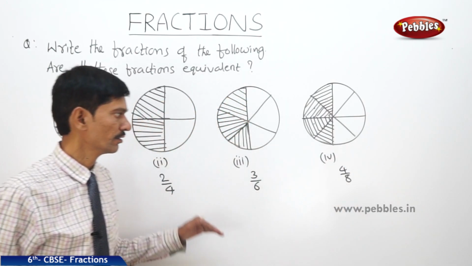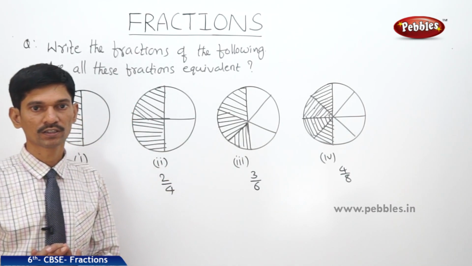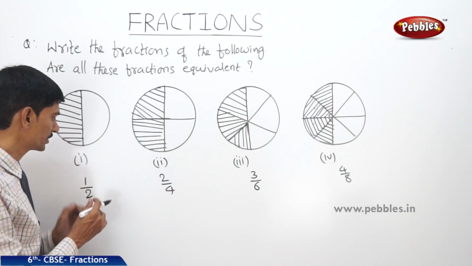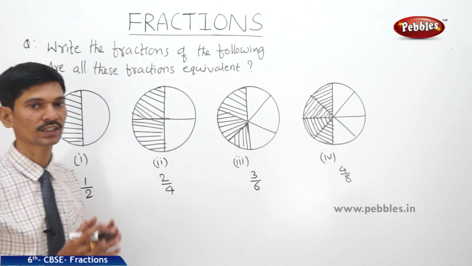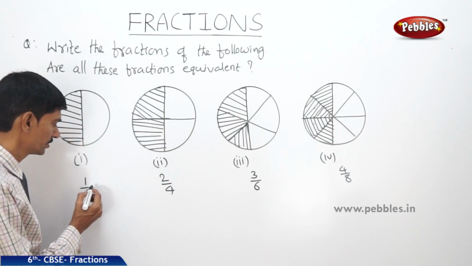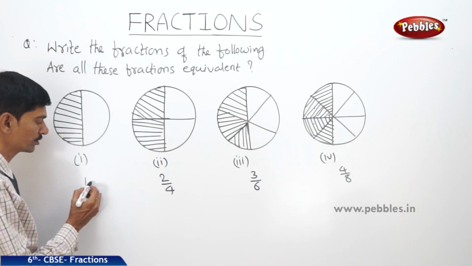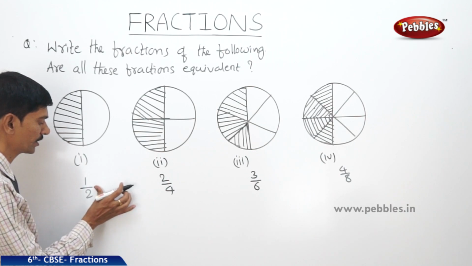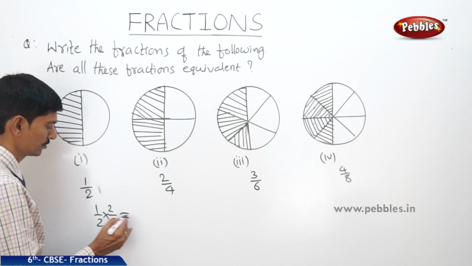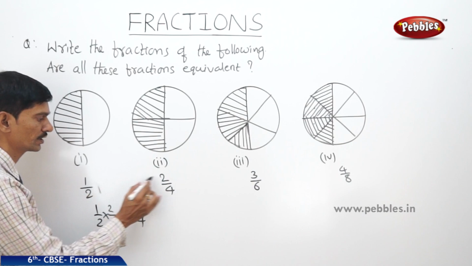Now let us check whether all these fractions are equivalent or not. How can you say the two fractions are equivalent? If both numerator and denominator are multiplied by the same number, then we get its equivalent fraction. Now let us check whether 1 by 2 and 2 by 4 are equivalent or not. If both numerator and denominator are multiplied by 2, then we get 1 2s are 2, by 2 2s are 4. So we got 2 by 4. So these two are equivalent.